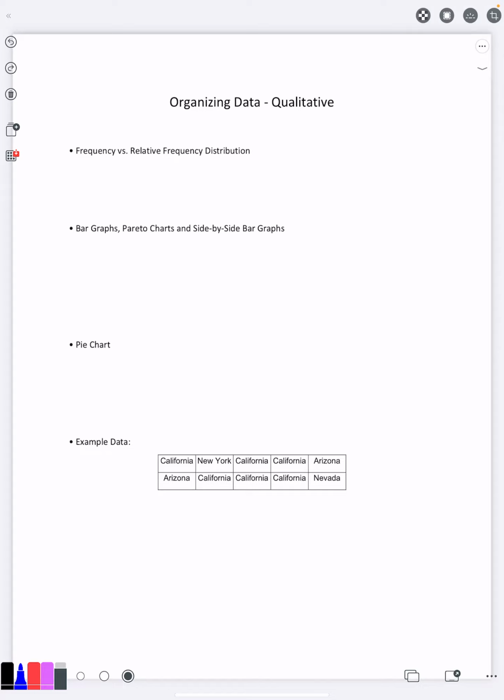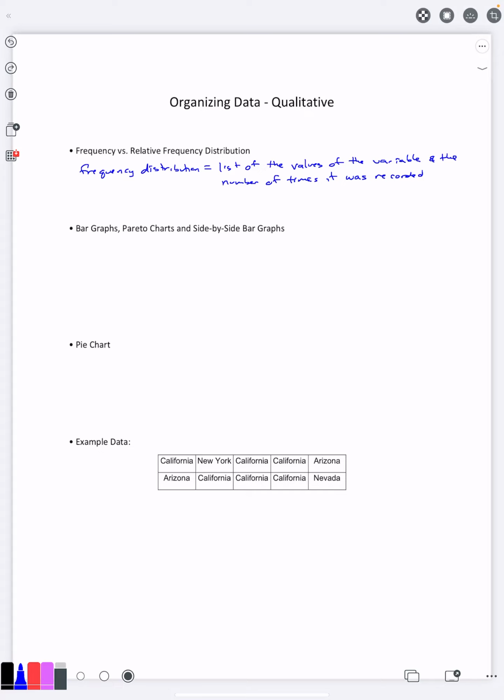Now, the first two things we want to talk about are frequency distributions and relative frequency distributions. Now, these sound complicated, but they really are not. It sounds way more than it really is. So what is a frequency distribution? All this is a list of the values of the variable and the number of times it was recorded.